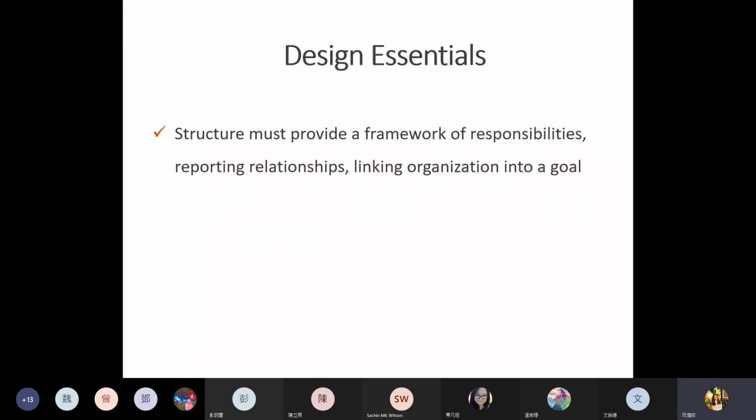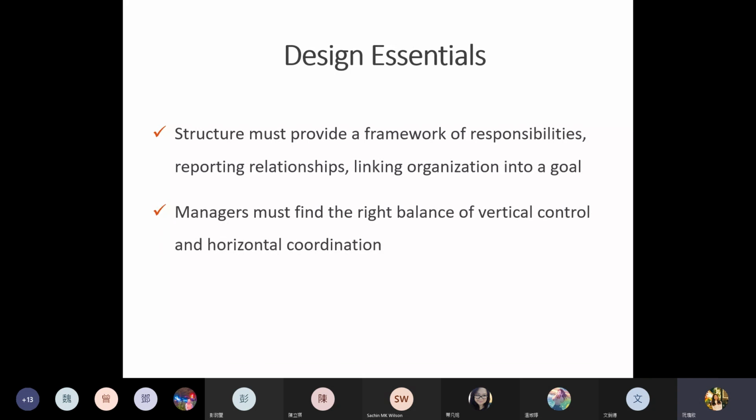So lastly, when an organization is trying to design its structure, it must make sure that this structure provides a framework of responsibility and reporting relationships, and that it links the organization to a goal. So when you see an organization chart, you have to know what kind of business activities are included, who has the power to decide, who reports to whom, and the contribution of each team, department, or unit to the achievement of the whole organizational goal.